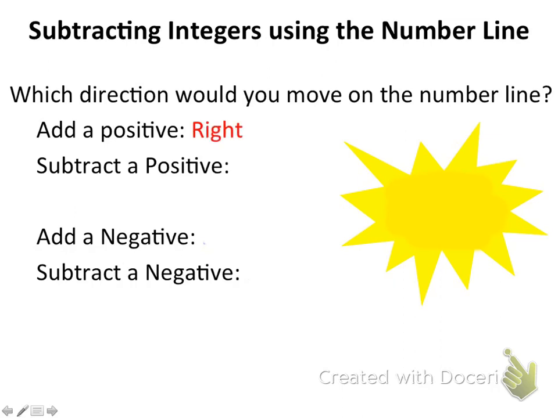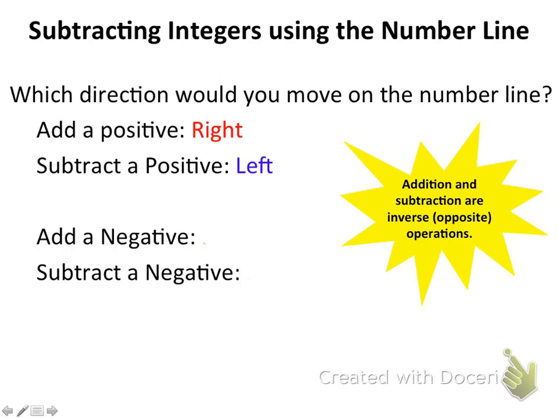Well, since addition and subtraction are inverse or opposite operations, they're the opposite of each other. If we wanted to subtract a positive, we would have to move the opposite way from adding a positive, which means that to subtract a positive, we would move to the left on the number line because it's the opposite of what we did when we were adding the positive.